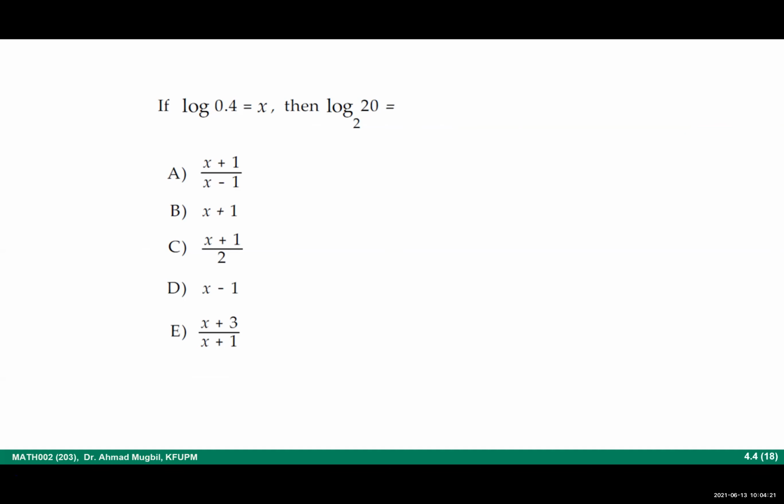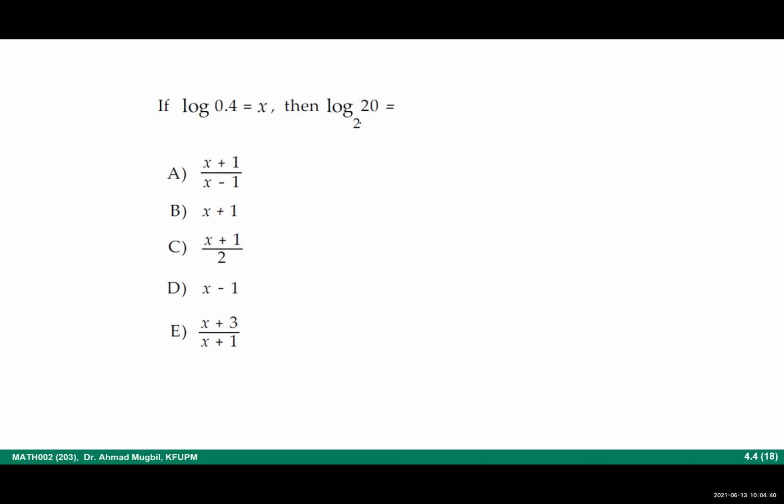Okay, ya shabab, now this is also an old exam question and it is a very interesting one. Log 0.4 equals x. Then what is log 2 of 20? Take a pen and paper and start practicing, ya shabab.